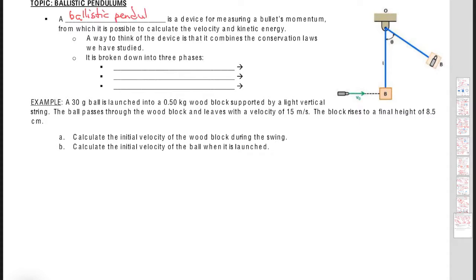A ballistic pendulum is a device used for measuring a bullet's momentum, from which it is possible to calculate the velocity and kinetic energy. Ballistic pendulums are used a lot in the study of forensics and so forth, if they want to find muzzle velocity and things like that. A way to think of the device is that it combines conservation laws that we have studied.